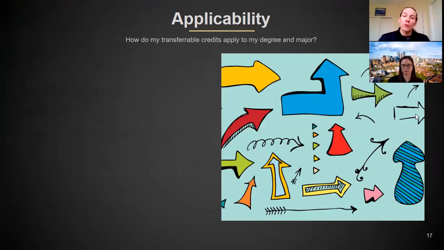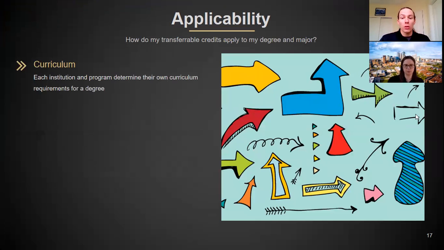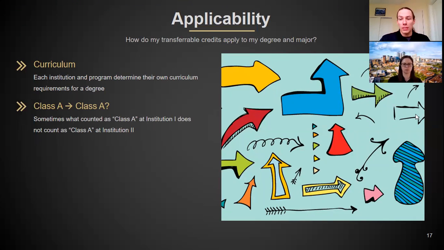Applicability is the question of how your transferable credits apply towards your degree and your major. Keep in mind that each institution and program can determine their own curriculum requirements for a degree. What constitutes Class A at your first school may not be a direct equivalent to Class A at CU Denver. For example, there's not a universally accepted English Composition 1 curriculum that every university follows. Because CU Denver works with a large number of transfer students, we already have course evaluations on file for hundreds of thousands of courses from universities around the world.